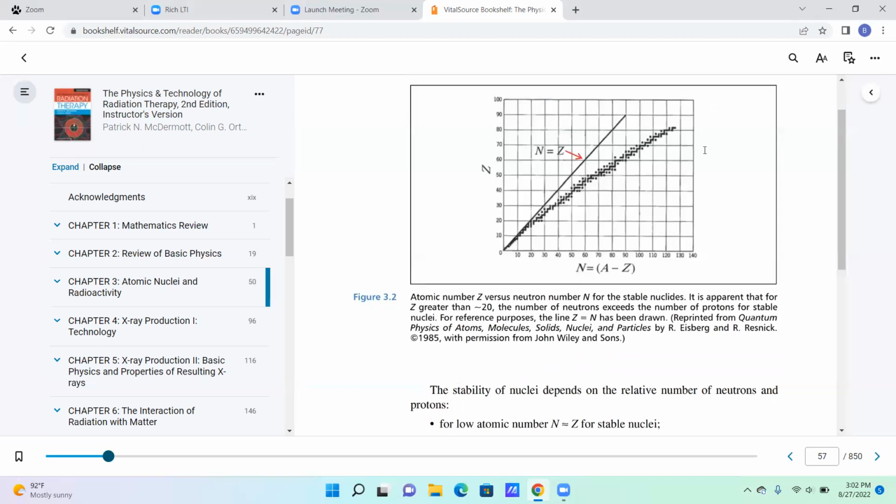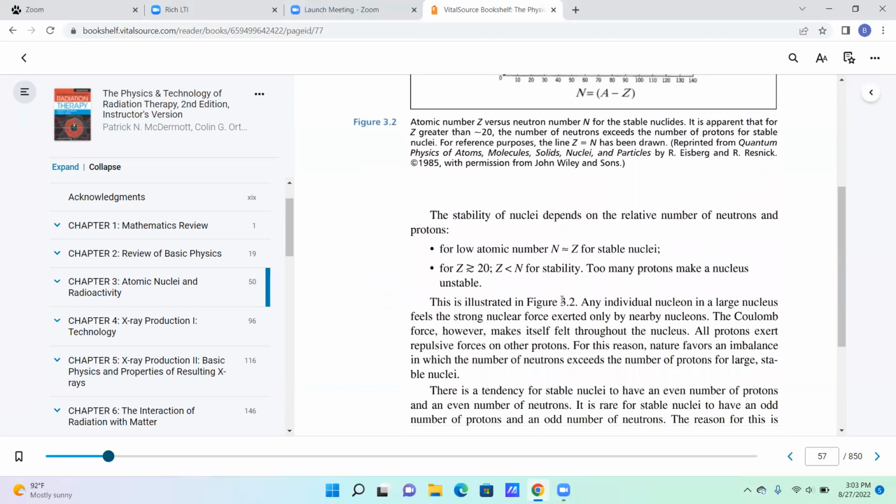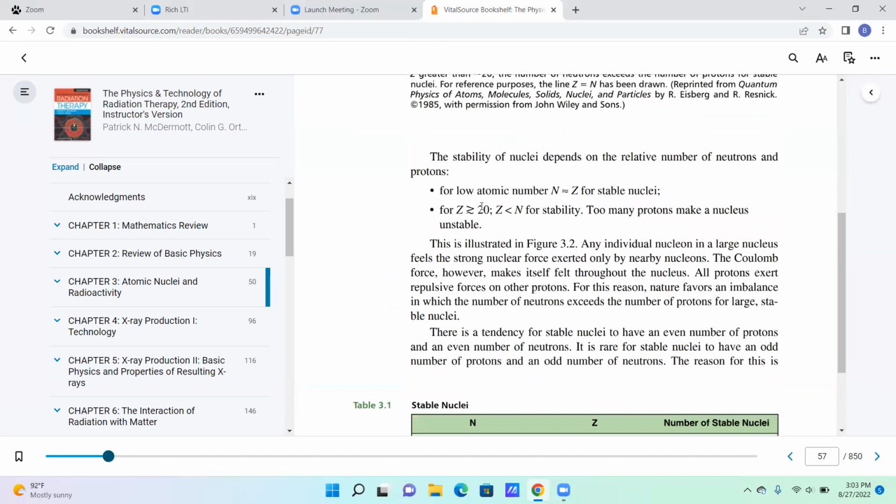You've got to be able to separate those protons as much as you can, but still hold the atom together. So that's what this graph is showing: as you go further up, you end up needing a greater number of neutrons as you increase the number of protons. So for Z greater than 20, Z is less than N for stability.